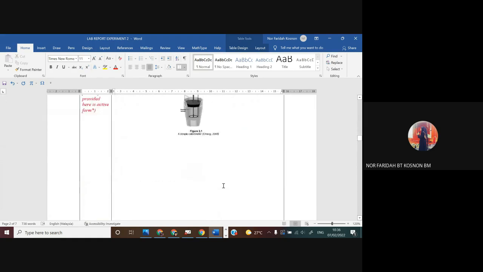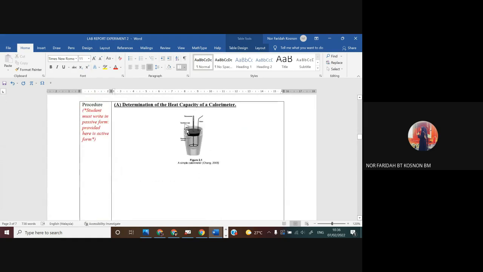Okay, and then ini gambar rajah ni saya dah berikan, tak payah lukis. So maksudnya saya dah attach, you tinggal tulis dia punya prosedur, must be in passive form. Passive sentence menunjukkan you dah buat. Okay, yang kat sini ni sebab saya terlupa nak padam. Saya memang tak beri yang provided. You have to refer to the lab manual. Dalam GC ada. Okay, maksudnya kena dalam bentuk past tense menunjukkan you dah buat.